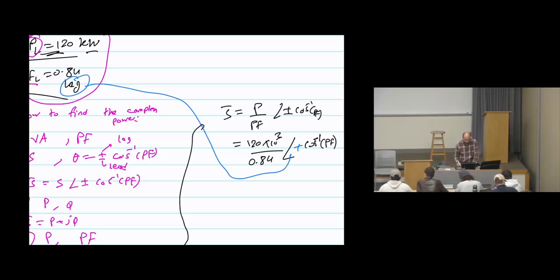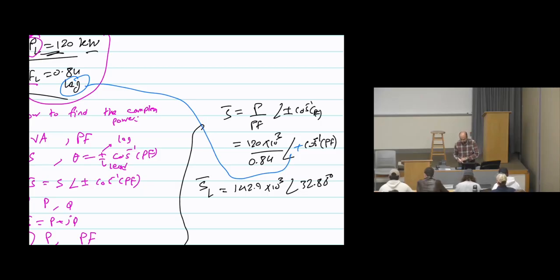So the answer after making this analysis will be 142.9 times 10 power 3, angle 32.86 degrees. Remember, when we calculate the complex power, it's highly recommended to convert this to rectangular coordinates. That's when you box your final answer. Now, I'm not boxing my final answer, so that's fine. I can keep this in polar coordinates. That's fine, because again, the question is not to calculate the power.